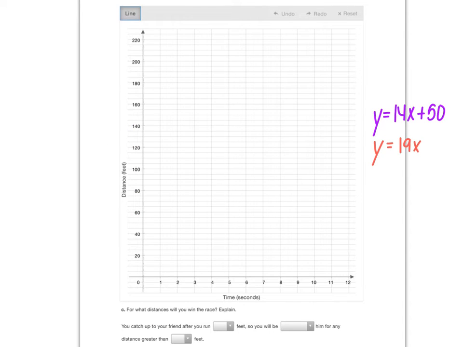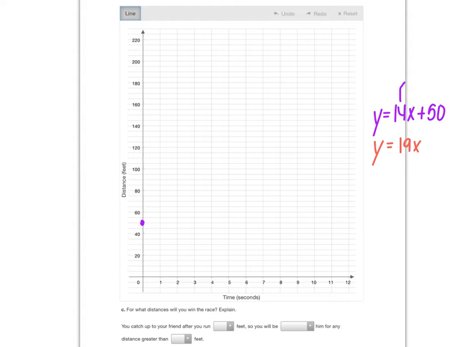All right, the next part of that problem wants us to graph, I believe, both of these lines. So I wrote down the equations of our friend and then our equation, which was y equals 19x. And so we have a y-intercept of 50 for our friend. They get the 50 feet head start, but they're moving slower than we are, which is probably why we gave them a head start. They're moving 14 feet every second. Now, graphing 14 feet every second is not going to be very nice.